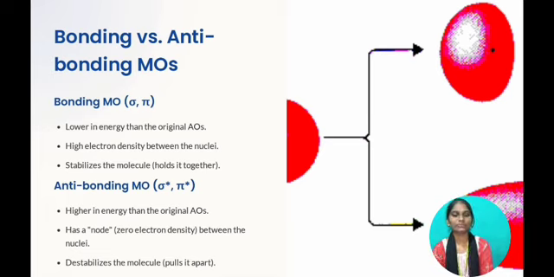Bonding versus anti-bonding molecular orbitals. Bonding molecular orbitals are of two types, sigma bond and pi bond. They have lower energy than the original atomic orbitals, high electron density between the nuclei, and stabilize the molecule and hold it together. Anti-bonding molecular orbitals are also of two types, sigma star and pi star orbitals. They have higher energy than the original atomic orbitals. They have a node, zero electron density between the nuclei. They destabilize the molecule and pull it apart.